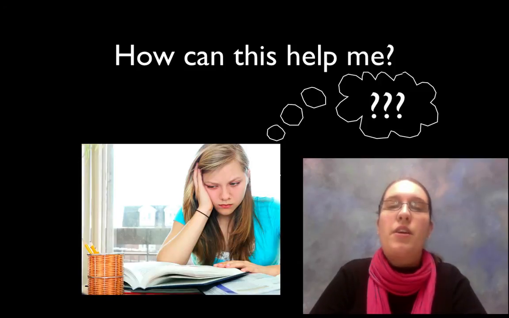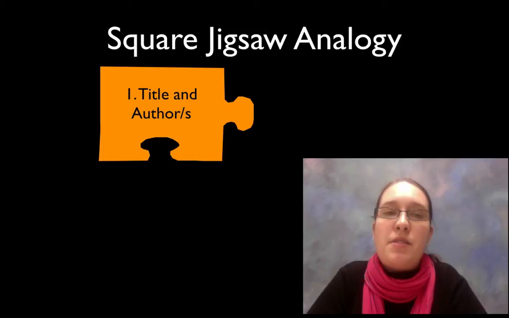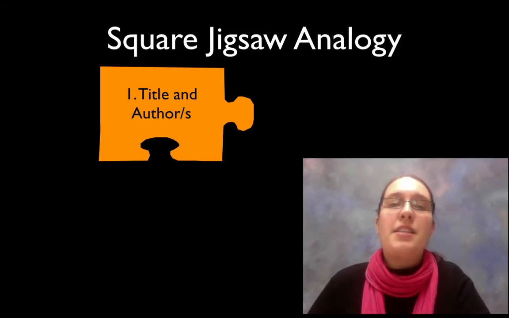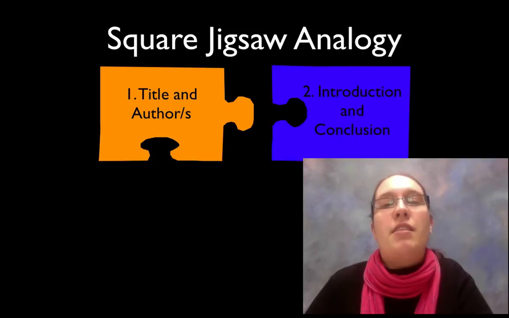So it's a jigsaw analogy, and there's 4 pieces to the puzzle. The first piece of the puzzle is to read the title and the author of the reading that you're going to undertake. The next step is to read the introduction and the conclusion. So you read just the introduction and then skip to the back and read the conclusion.